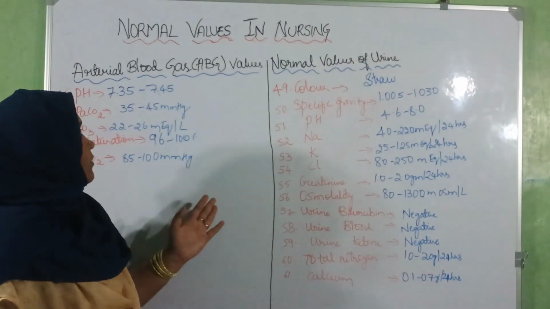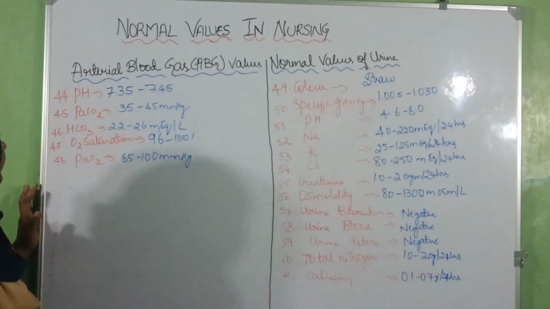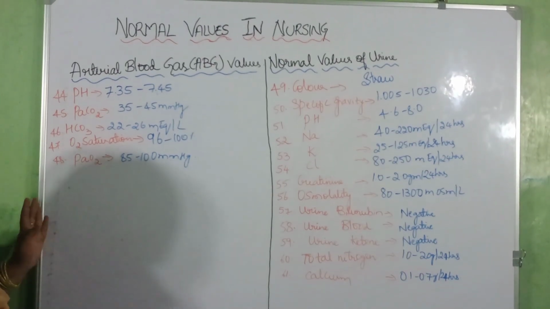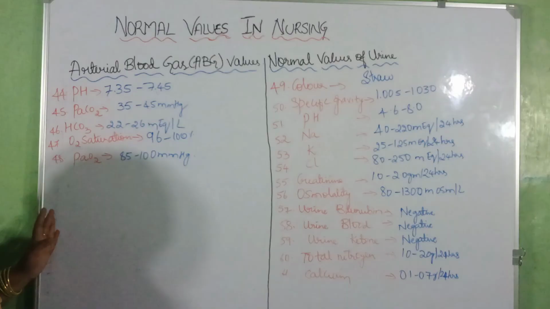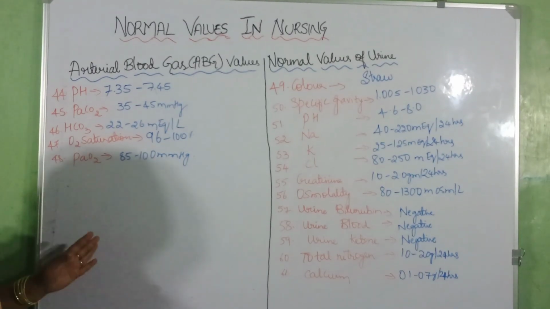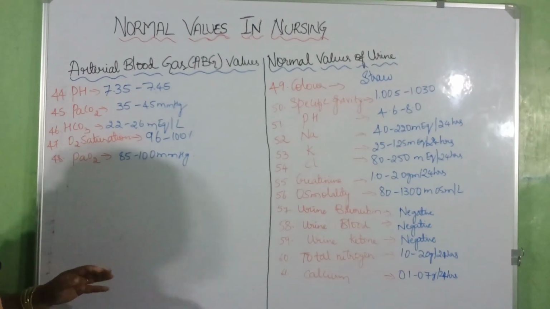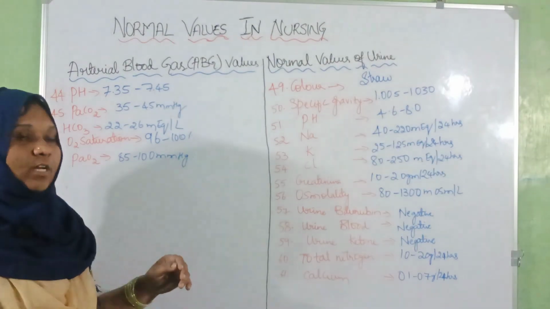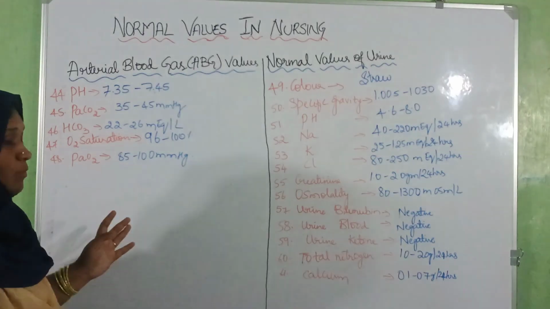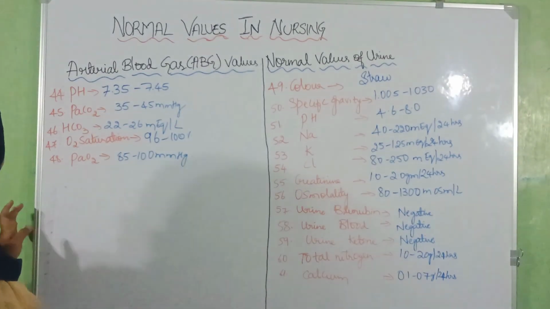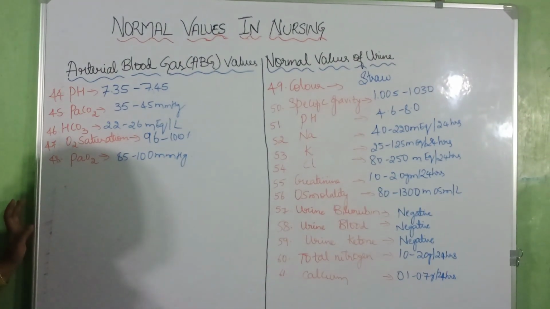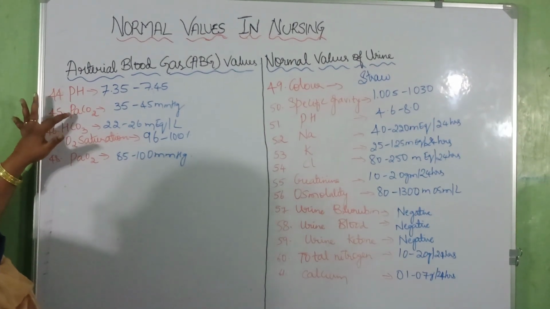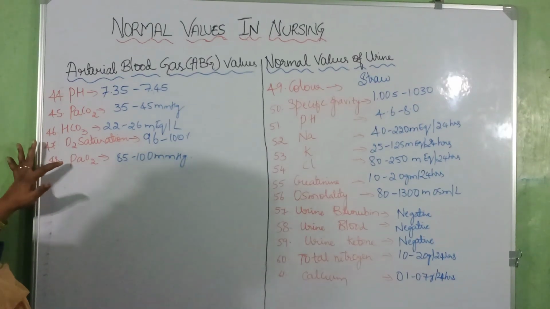So next is the arterial blood gas, okay, ABG values. That is the arterial blood gas values are pH is normally 7.35 to 7.45. PaCO2, that is partial pressure of arterial carbon dioxide, that is 35 to 45 mm of Hg. HCO3, that is bicarbonate levels are 22 to 26 milliequivalent per liter. Oxygen saturation, it should be 96 to 100%. And then PaO2, partial pressure of arterial oxygen, it is 85 to 100 mm of Hg.